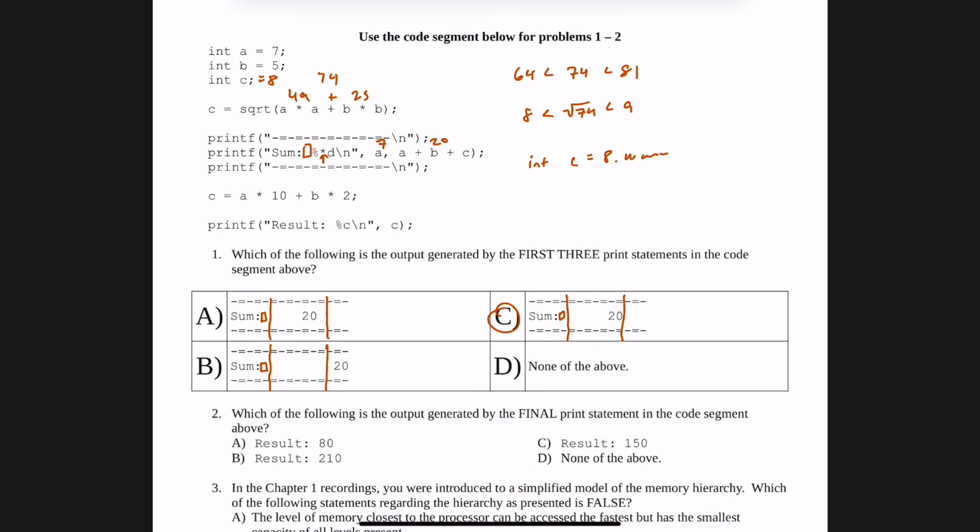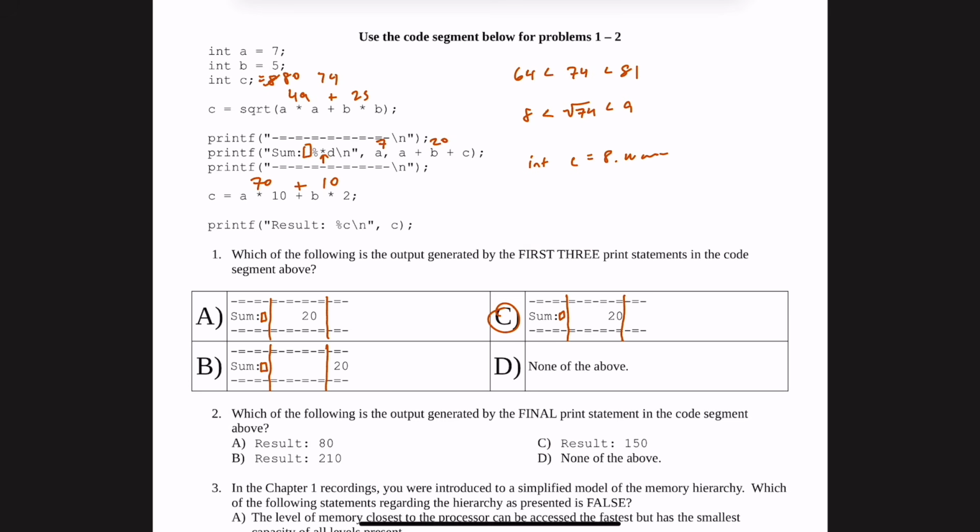Then moving on to question 2, we have c is equal to a times 10, 7 times 10 is 70, plus b times 2, 5 times 2 is 10. So our answer is going to be c is equal to 80. Now something to note, here we have a %c. So the result is not going to be 80, it's going to be the character represented by the value 80.